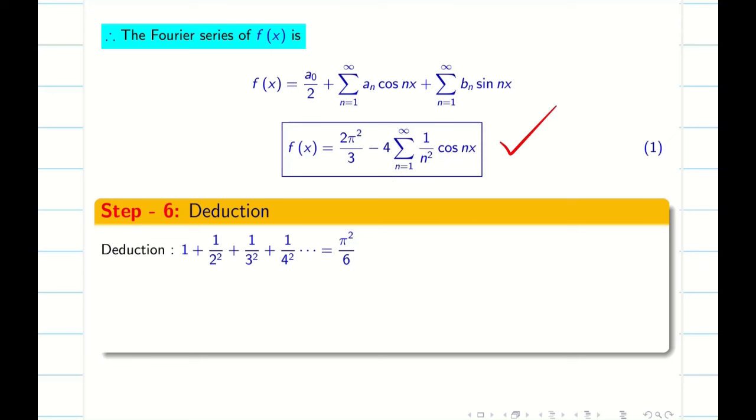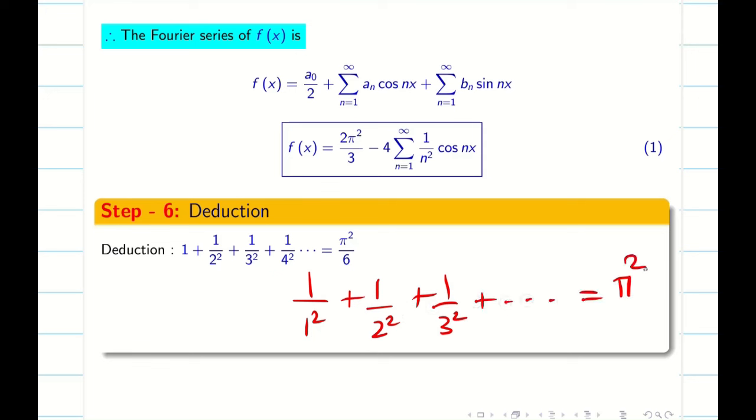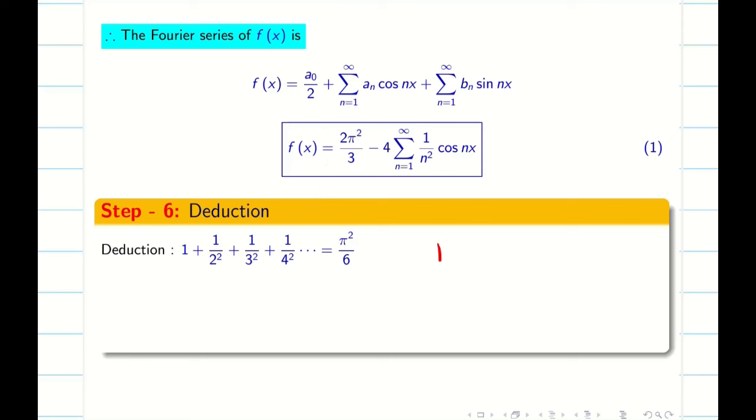Now we are in the final step, that is deduction. See my deduction, that is 1 by 1 square plus 1 by 2 square plus 1 by 3 square, etc., equals pi square by 6. This is what I have to prove. Now we do one by one. First we do LHS and then we do RHS. Even if you do RHS first and LHS next, nothing wrong in it. I am dealing with LHS.